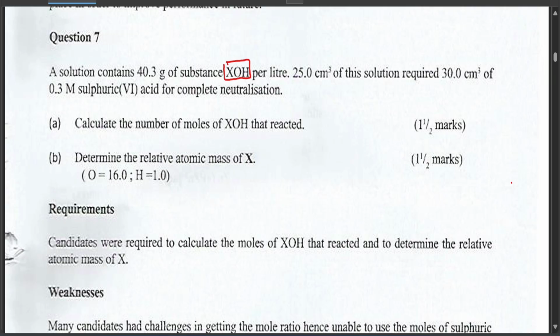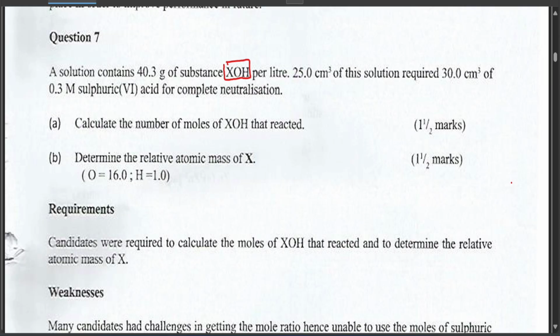The question was saying that a solution contains 40.3 grams of substance XOH per liter, in which 25.0 cubic centimeters of this solution require 30.0 cubic centimeters of 0.3 molar sulfuric(VI) acid for complete neutralization. So question A, calculate the number of moles of XOH. We don't know our RAM for X, we don't know the specific element for X, so just assume we have X. So calculate the number of moles of XOH that reacted. Question B, determine the relative atomic mass of X.